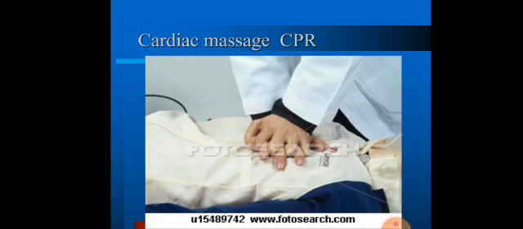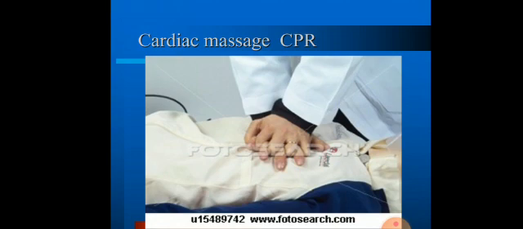So what happens here is the operator, whoever is doing the procedure, places the heel of one hand on the lower sternum above the xiphoid process and the heel of the other hand on top of the first hand. I'll repeat it. The operator places the heel of one hand on the lower sternum of the victim above the xiphoid process, and the heel of the other hand on top of the first one. You can see it exactly like that in the picture.